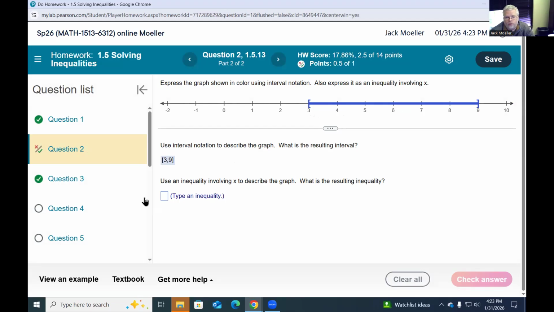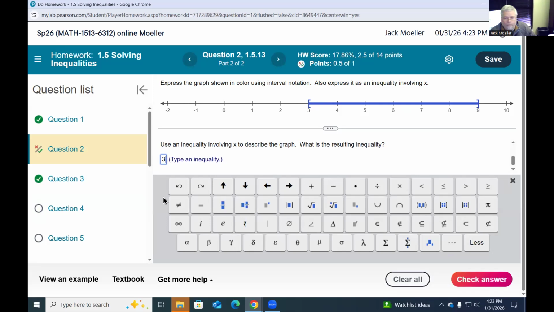So we have 3. Now, with compound inequalities, you use less than. So are we using less than or equal to? Well, there's a bracket, so we need less than or equal to. So then x is in the middle, and then we're going to 9, and so x is less than or equal to 9 because of the bracket.